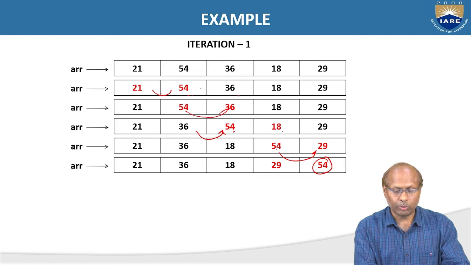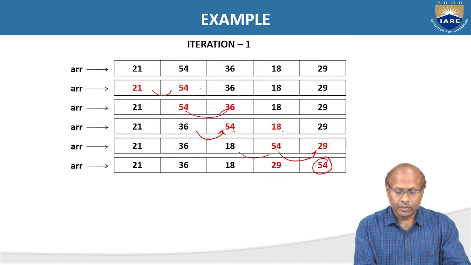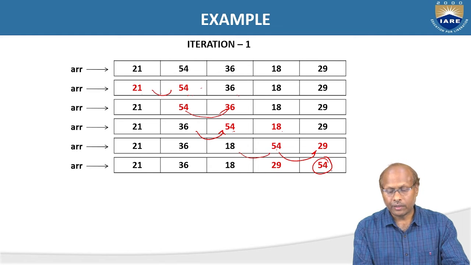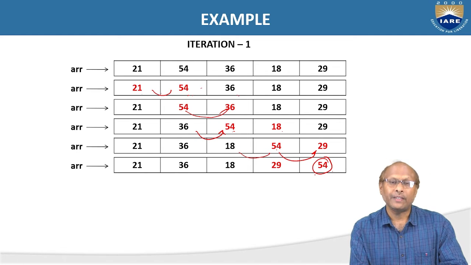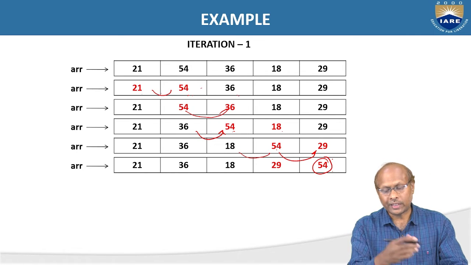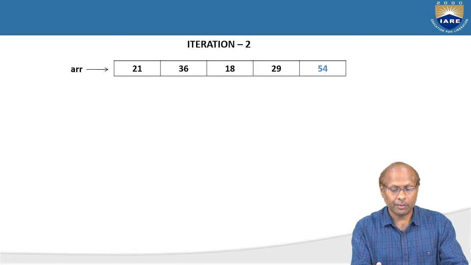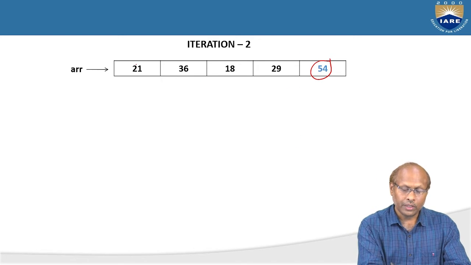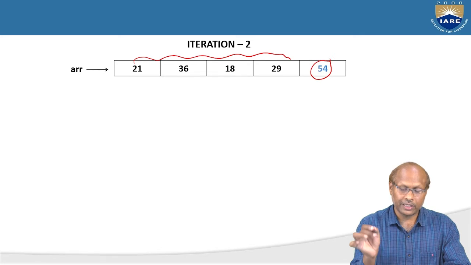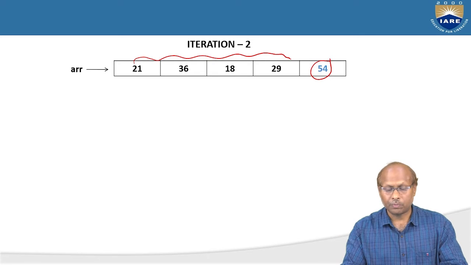Now you see here, no need to swap. Here 54 and 36, swapped. 54 and 18, swap. Then 54 and 29, swap. So at the end of the iteration, 54 has reached the end of the loop. So in the second iteration, this element has already reached the end. So now you have to focus on the remaining elements. So this element you have to skip.